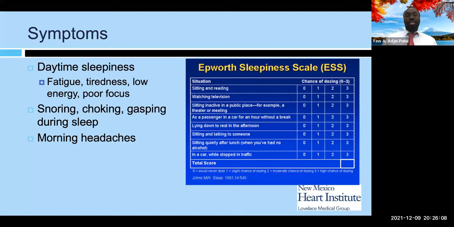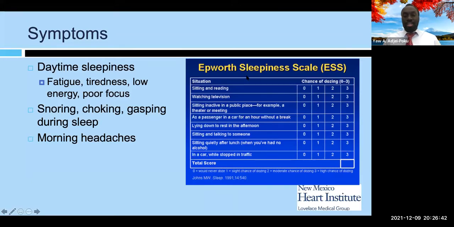What are some of the symptoms? So daytime sleepiness, fatigue, feeling tired, low energy, poor focus. If someone is at church and they fall asleep easily, you may want to ask them if they snore at night, because that's something that could mean sleep apnea is undiagnosed in that particular patient. Patients can have snoring, choking, gasping during sleep. Morning headaches are a common symptom, where if you have these, you need to think about a sleep apnea test.